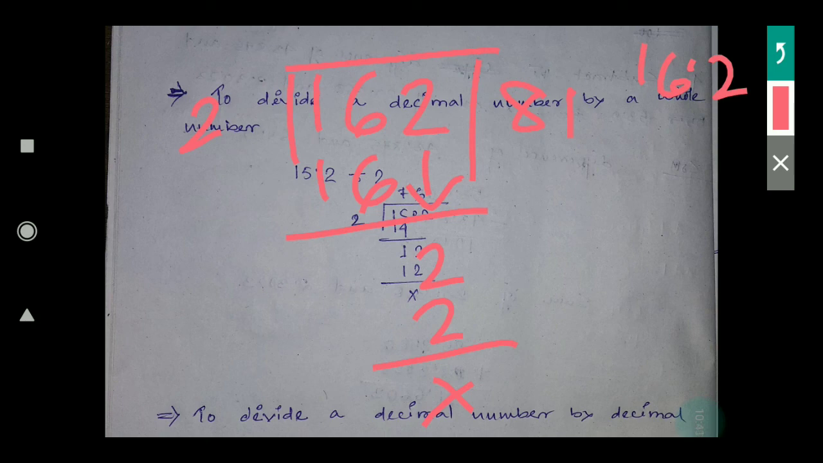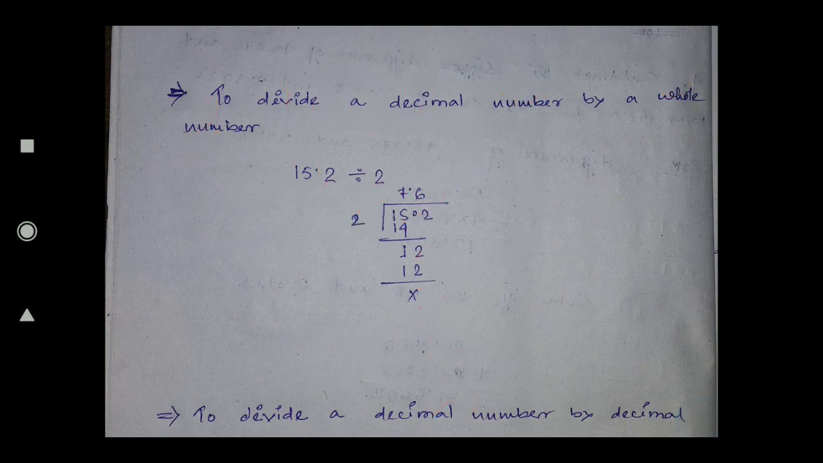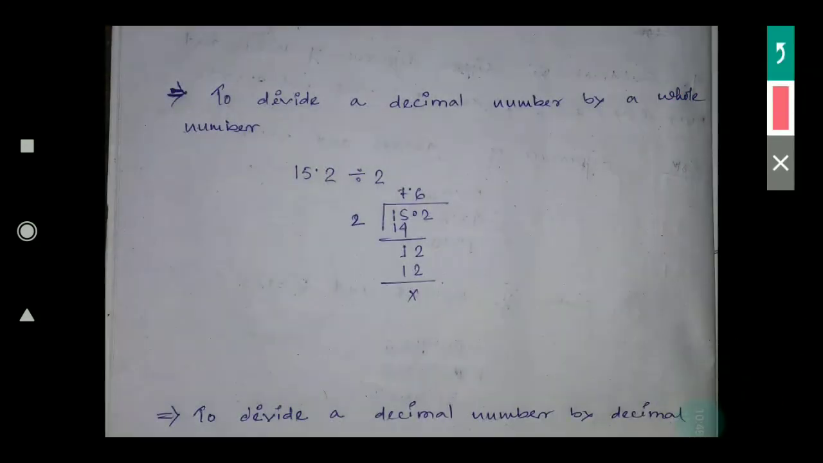That means 2 8s are 16, you have written. First of all, suppose it is given, you previously have got, divide a whole number by a whole number. So 162, if you divide these, both are whole numbers. So if you divide 162 by 2, 2 8s are how much? 16. Now 16 minus 16 is 0.